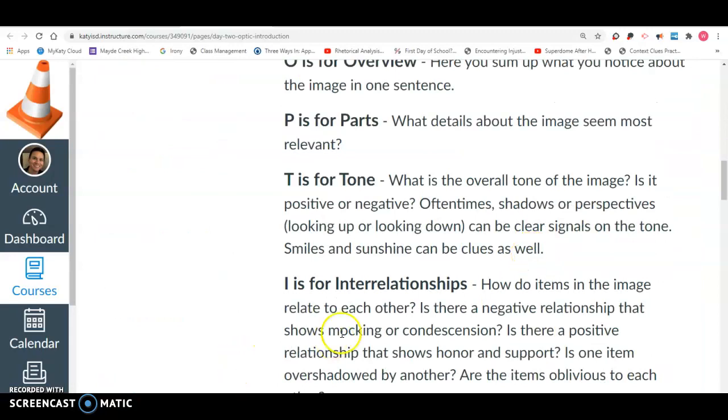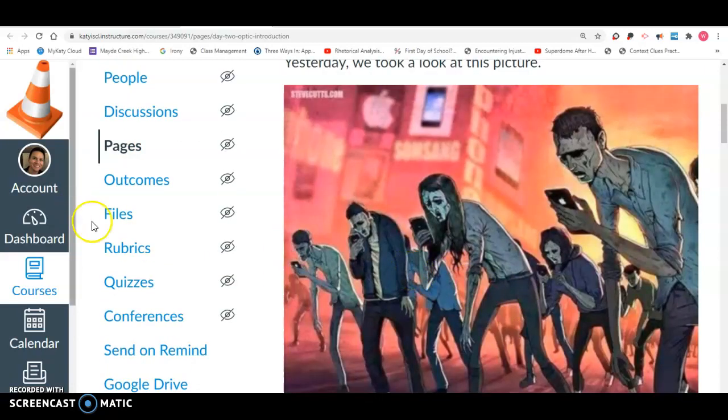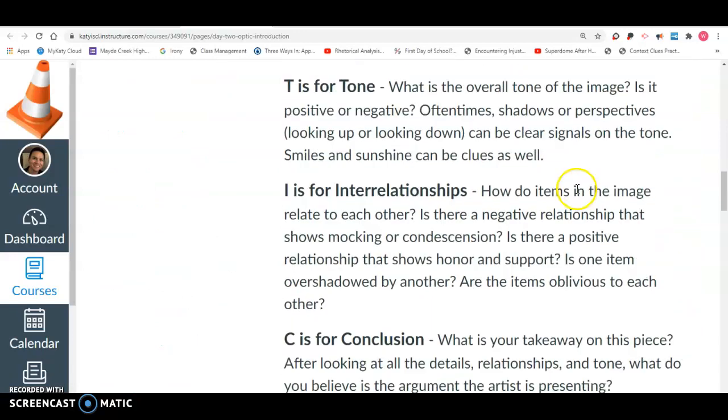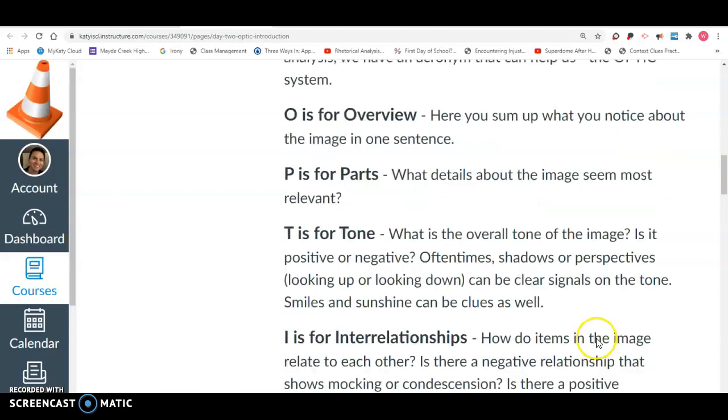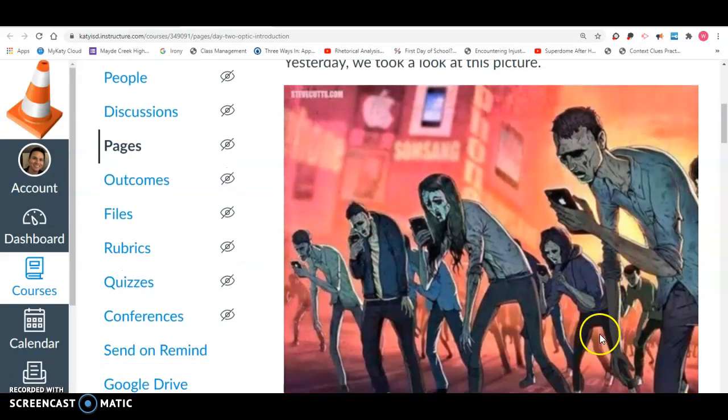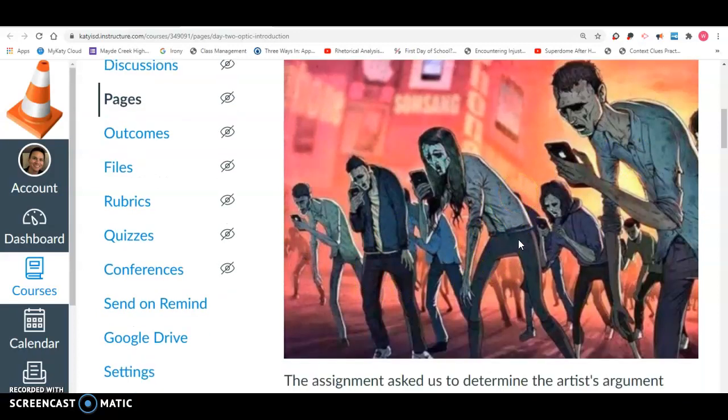I is interrelationships. How do items in the image relate to each other? How do these zombies relate to each other? How does it relate to the objects that are in their hand? Notice that each of them has one. And then lastly, what is your takeaway on this piece? What do you think is the argument the artist is presenting? So the conclusion is the message, the argument that the artist is trying to make here.